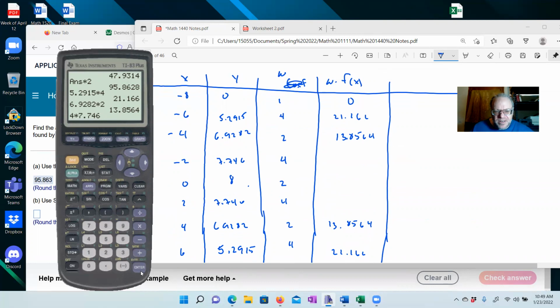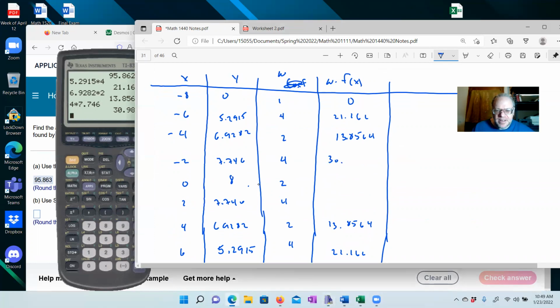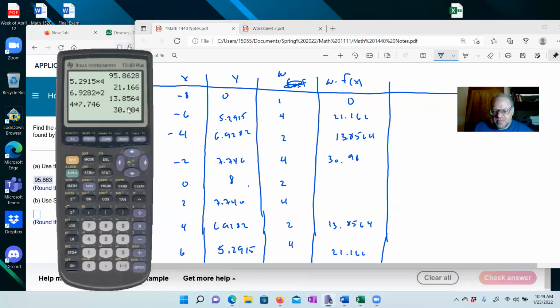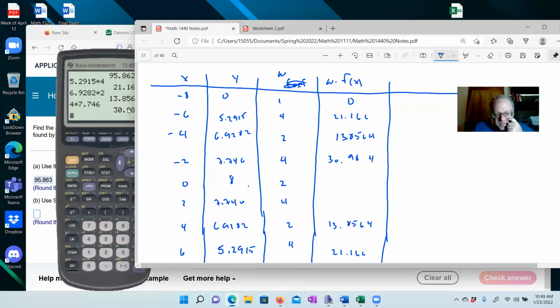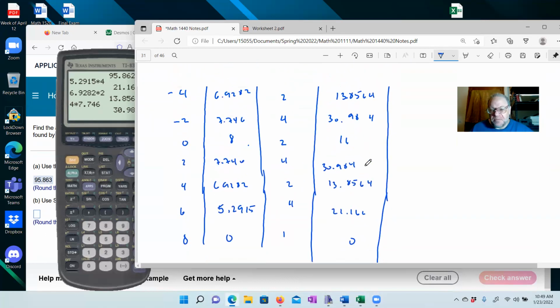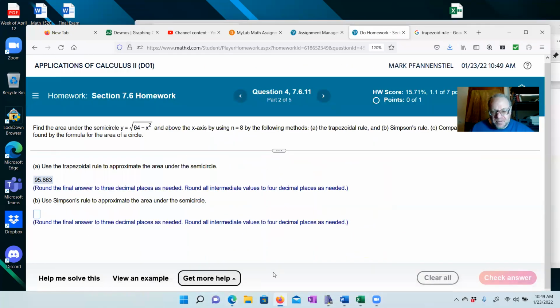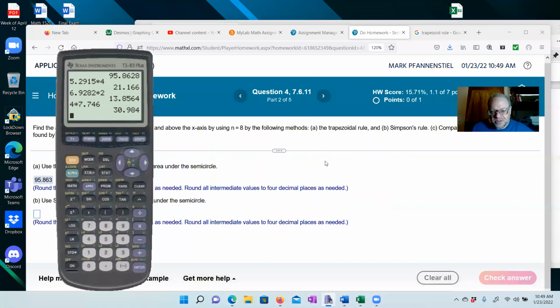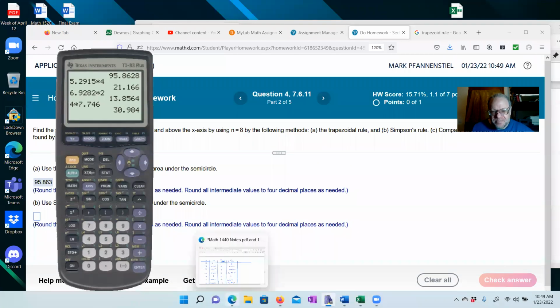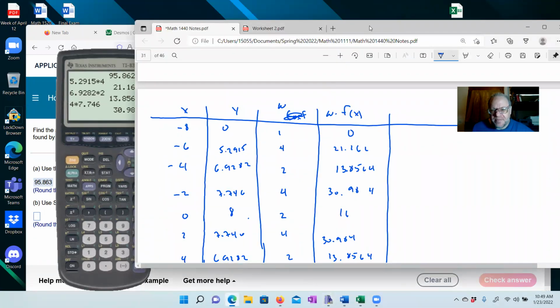7.746. Okay, and that's 30.984. Okay, this is 30.984. This one I think I could do. And then we just got to add these up. Okay, delightful. I'm not going to try to do anything fancy here. I'm just going to see if I can add them up correctly this time and have a go at it.